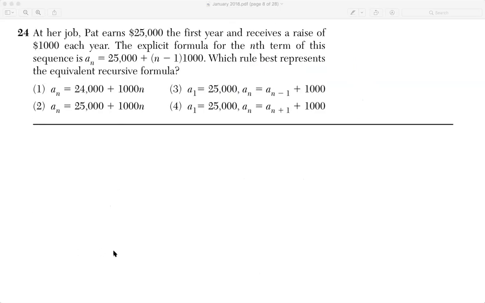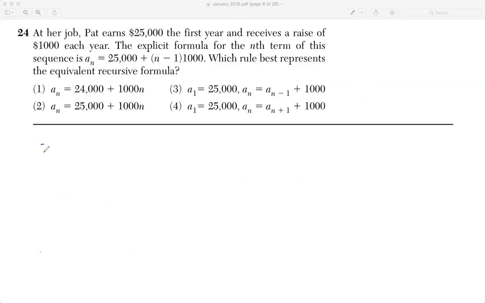Okay, at her job, Pat earns $25,000 for the first year and receives a raise of $1,000 each year. The explicit formula for the nth term of this sequence is, so like for her 5th year, for her 100th year, that's what n represents. Which rule best represents the equivalent recursive formula?